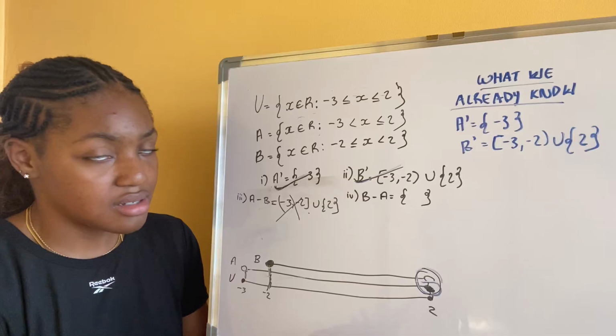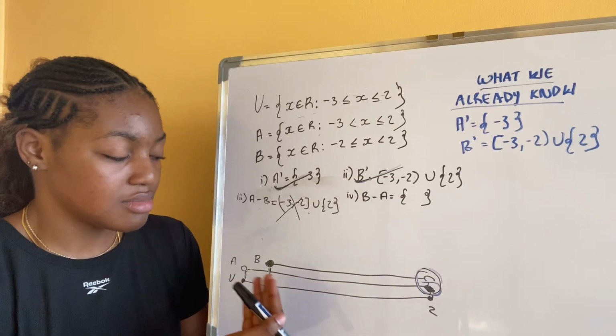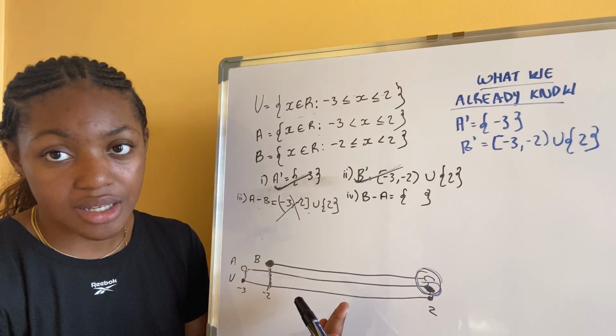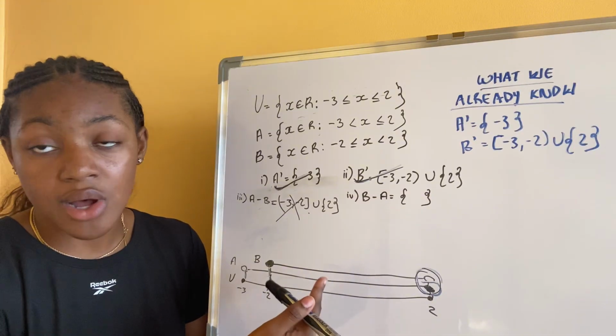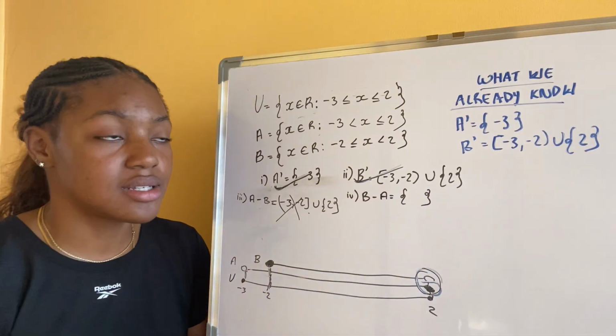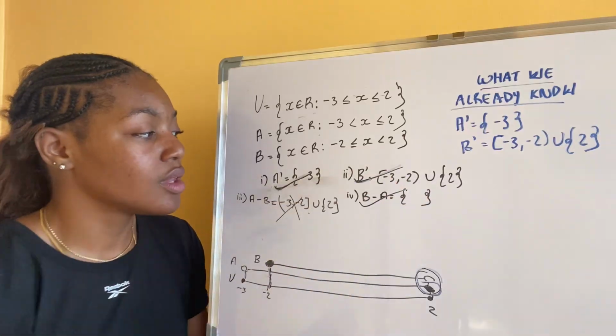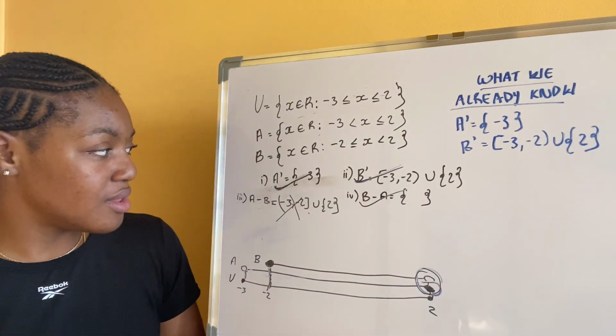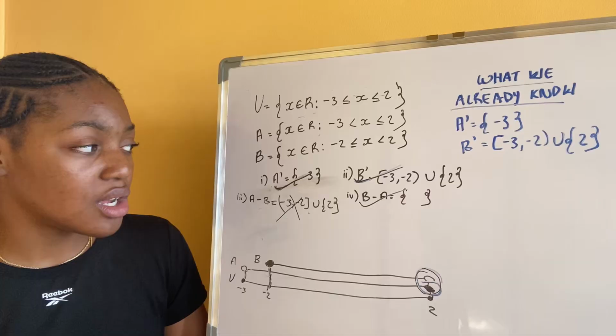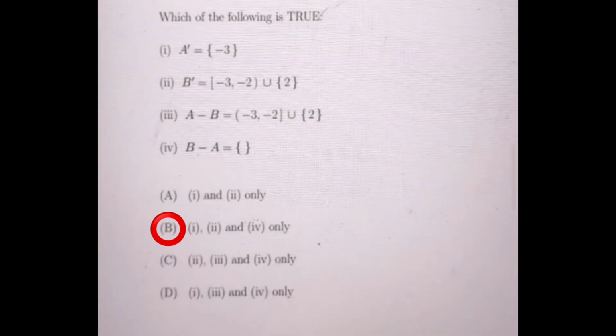So that means that it basically shows us that all the elements that are a part of B are also a part of A. So it's an empty set. So this would be true. So based on this, we know that the first one, the second one, and the fourth one are true. And what option has 1, 2, and 4? Option B. So option B is our answer.